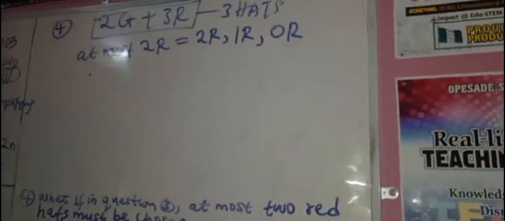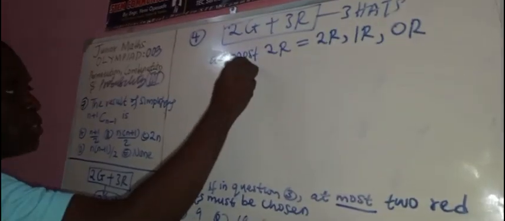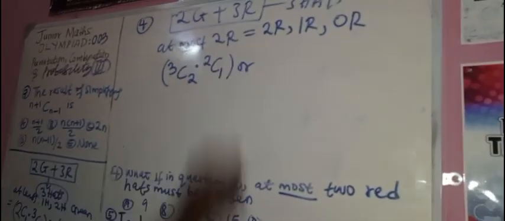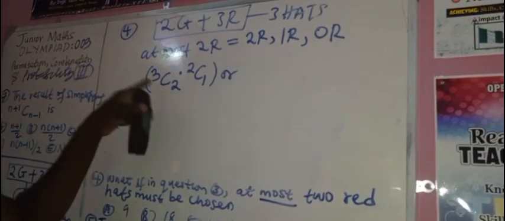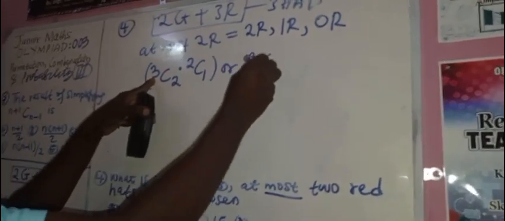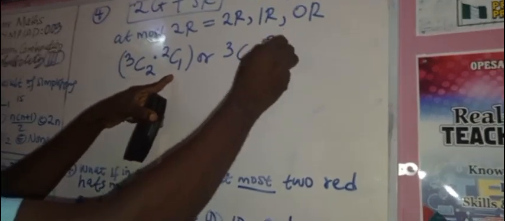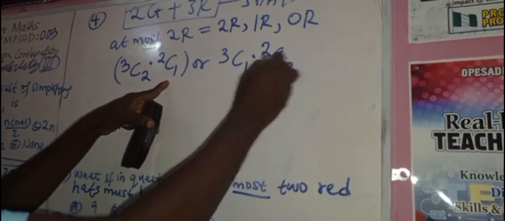Okay, now let's see. We need to pick 3 hearts altogether. So the first is, let's start with the red, because that is the central point. So underline the words at most. So at most, out of 3 red, 3 combination 2, I can pick 2. Then the other one will be from green, 2 combination 1, 2 plus 1, 3. Or I can pick 1 red, so 3 combination 1, times, that means I will pick 2 green to make it 2 combination 2 to make it 3.